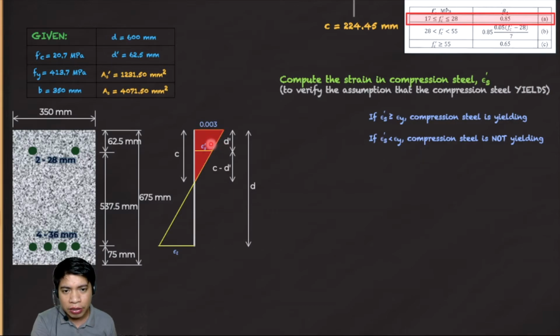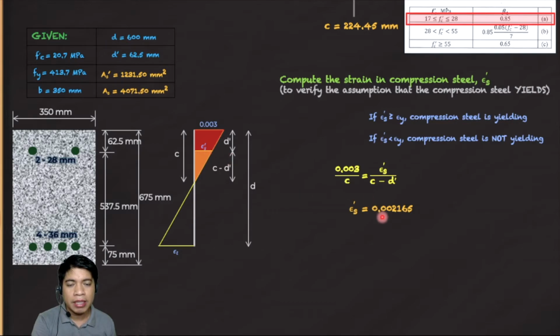So, ang gawin natin guys, ratio and proportion lamang. Itong triangle na to na red is similar to this triangle na orange. So, ratio and proportion lang guys, 0.003 na side divided by C is equals to compression steel strain na side, epsilon sub S prime divided by C minus D prime. So, ang lalabas dito guys, na ating compression steel strain is 0.002165.